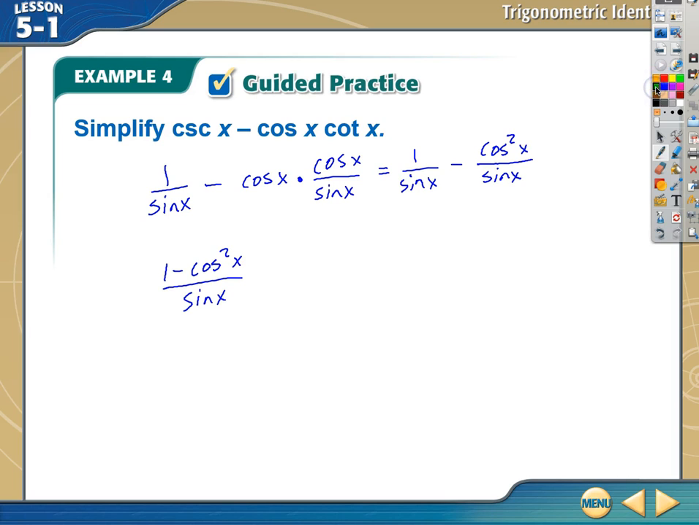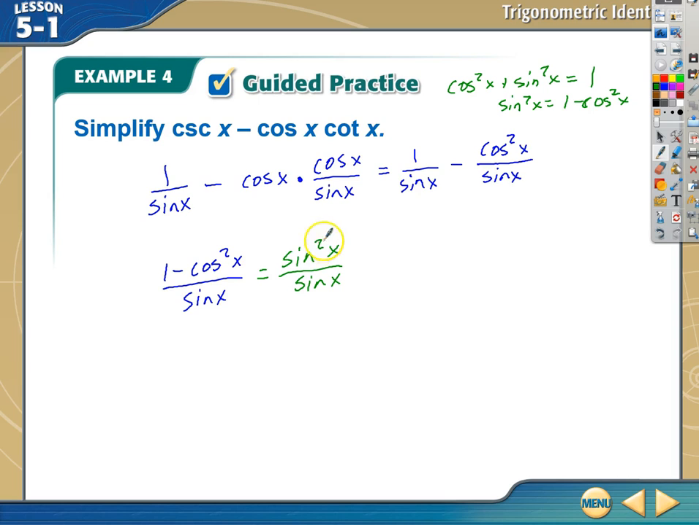And you got to remember, oh yeah, I have that trig identity of cosine squared x plus sine squared x is equal to 1. So if I subtract cosine squared from both sides, sine squared of x is equal to 1 minus cosine squared of x. The Pythagorean theorem ones. So I'm going to replace this. Instead of writing 1 minus cosine squared of x, I'm going to write this as sine squared of x over sine of x.